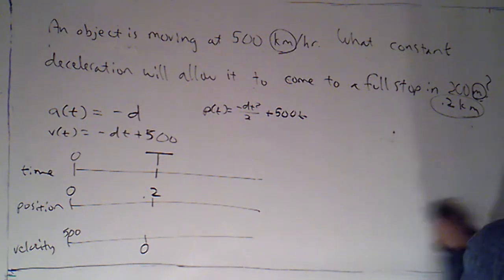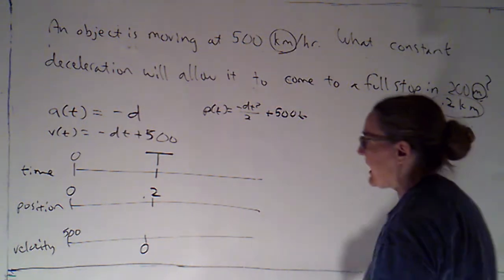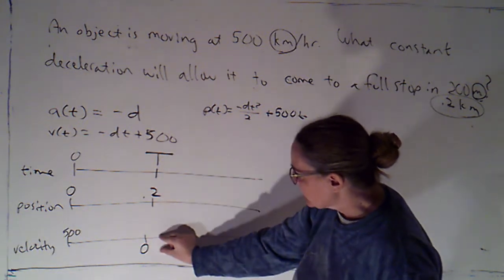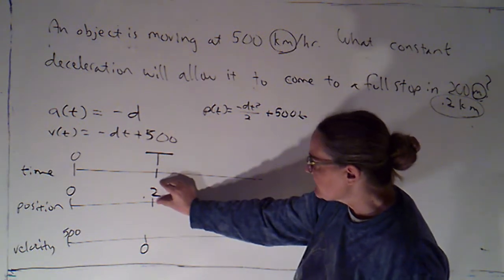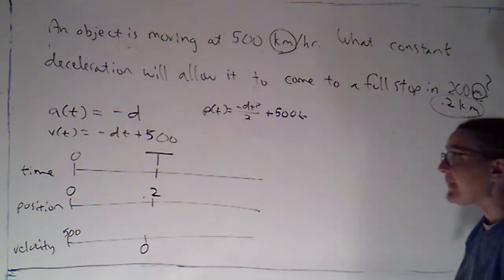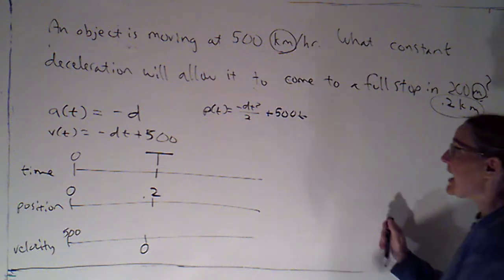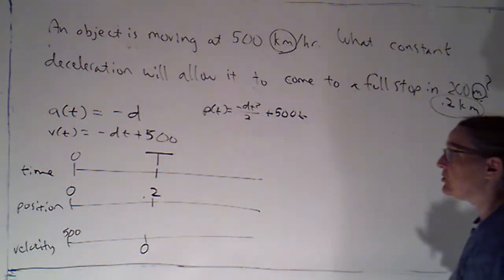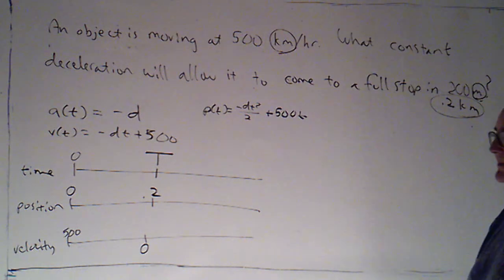And now what I need to do is use the fact that it's going to be the same time that makes my velocity 0 that makes my position 0.2. So if I can figure out what that time is, I could plug that in, setting position equal to 0.2, and I'd be able to solve for d.